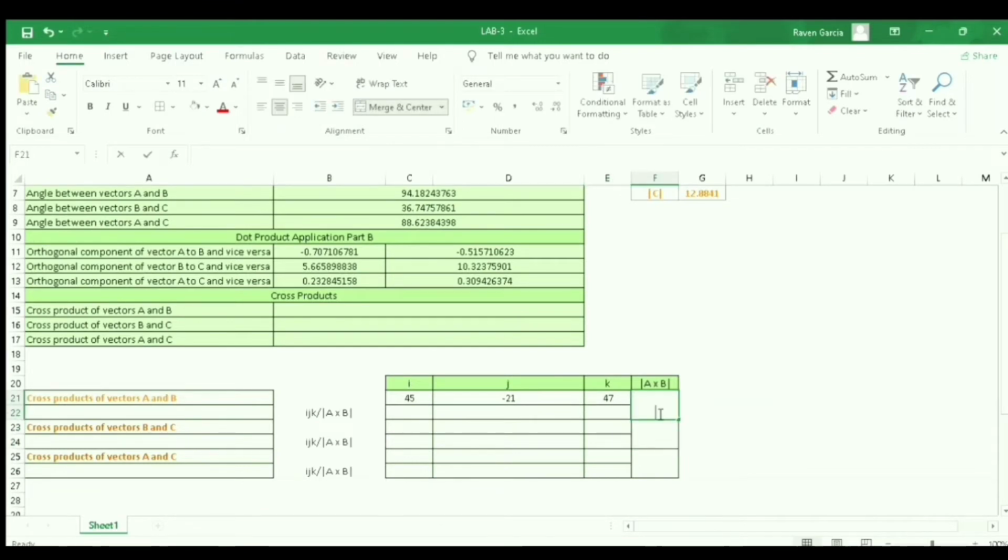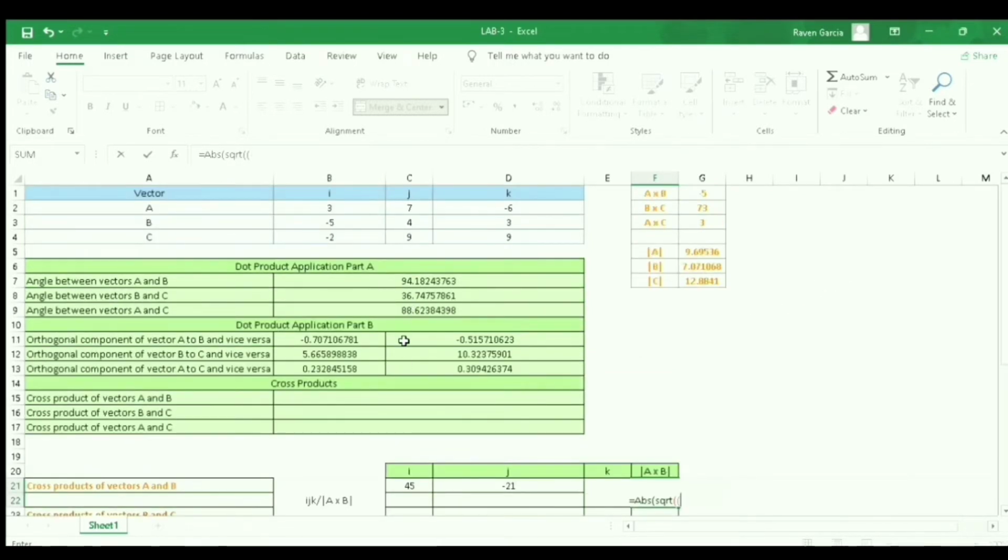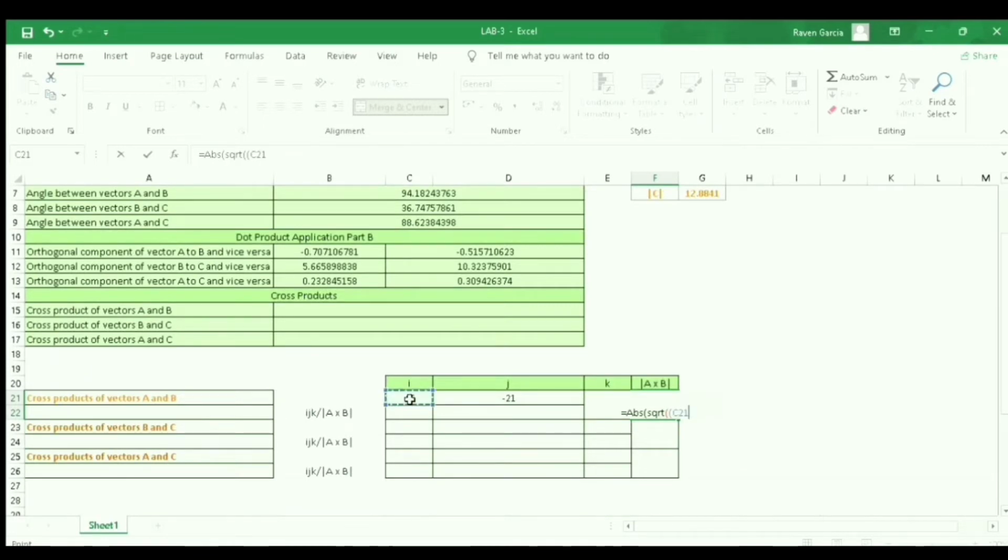Now, let's solve for the magnitude. To get the magnitude, we need to input the formula equals ABS, which stands for absolute value, parenthesis, square root, parenthesis, and parenthesis, C21, close parenthesis, and raised to 2 plus parenthesis D21 raised to 2 plus parenthesis E21 raised to 2 close parenthesis for square root close parenthesis for the absolute value close parenthesis.